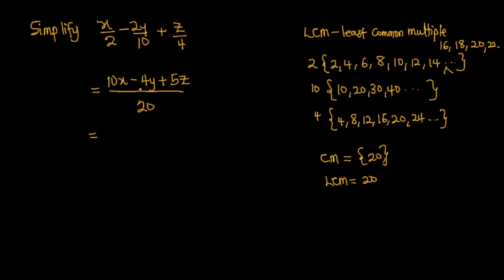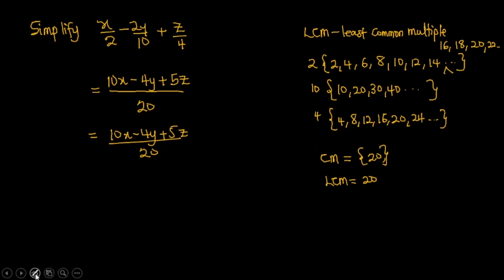From here, we can try to simplify if we have anything to simplify. This is an x term, this is a y term, this is a z term. We have 3 different variables, so there's nothing we can add or subtract. Our final answer is 10x minus 4y plus 5z all on 20. This becomes our solution for the first example.